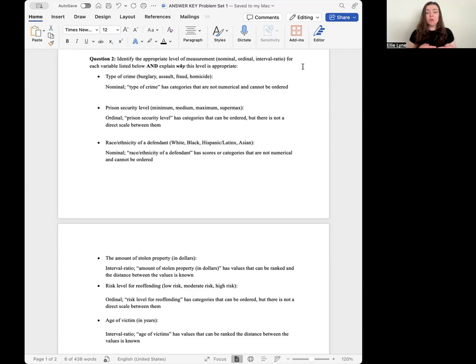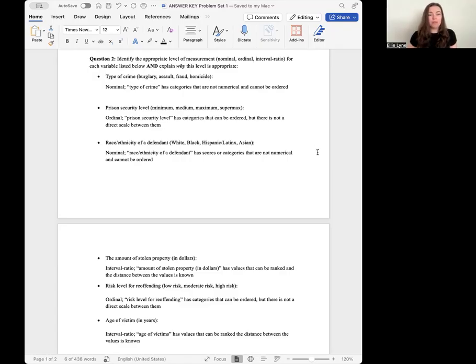And that would make sense to us in reference to a x-axis on a bar chart, right? We would want to see it in order of minimum, medium, maximum, and supermax so that we could identify possible trend lines or make inferences about our data as well. But again, because there's no numerical attachment to it and we don't know the intervals in between them, they can be ordered, but we can't make numerical determinations between them.